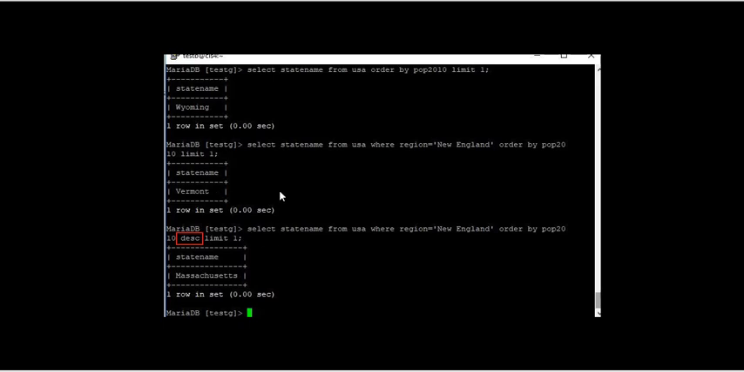If I wanted it in descending order, the most populous one, I'd say select state name from USA, where region equals New England, but I'd order by Pop 2010 DESC, that's descending, limit 1. So in descending order, the most populous state in New England is Massachusetts. In ascending order, the least populous state is Vermont.